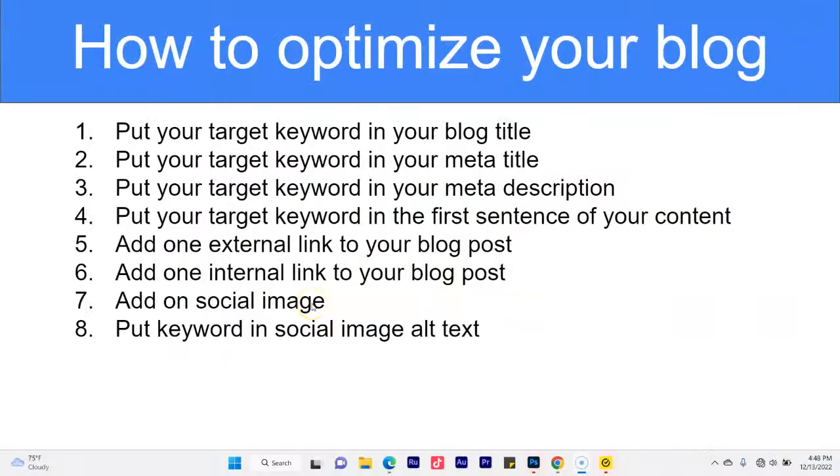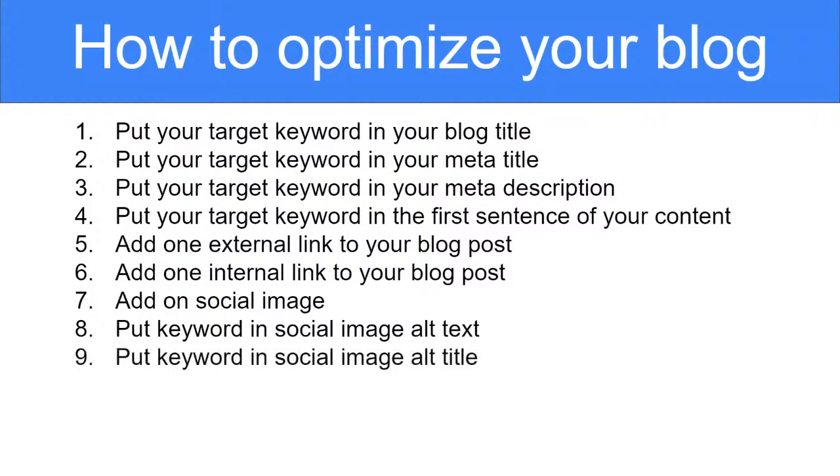All right, let's move on to step number 9. We've done steps 1, 2, 3, 4, 5, 6, 7, 8. Step number 9 is put the keyword in your social image alt title. So let me show you how to do that. Keep it locked.